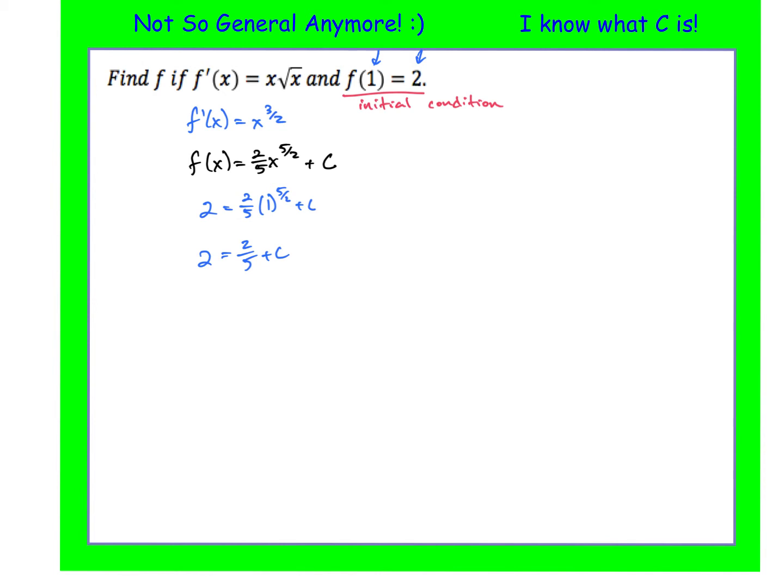10/5. So now I have 10/5 minus 2/5, which is how many? 8/5. So c is equal to 8/5. Now I take this and I back substitute it back here.